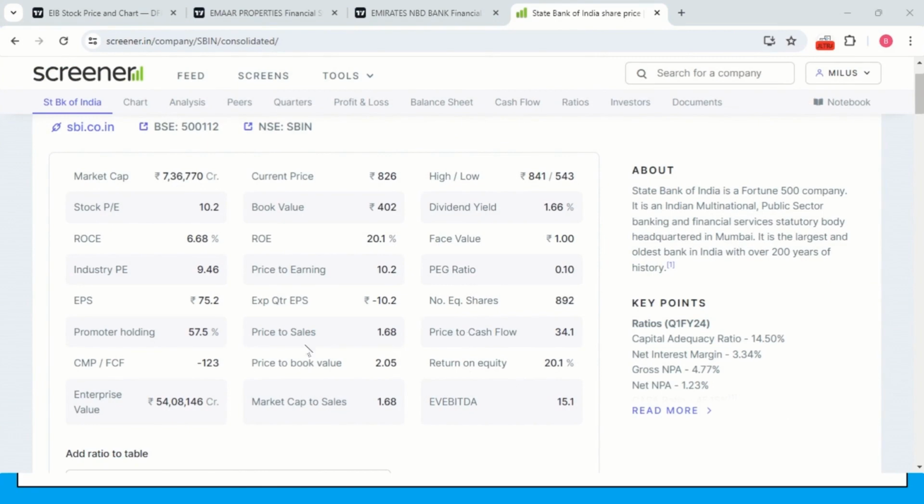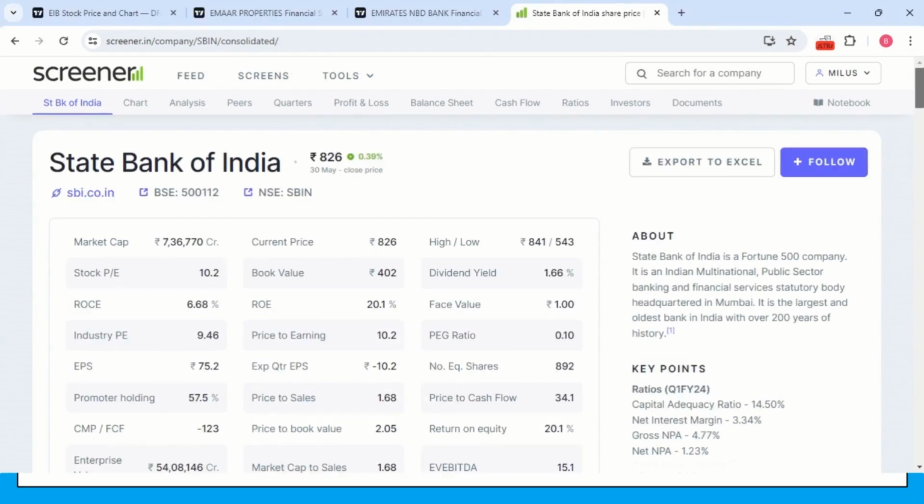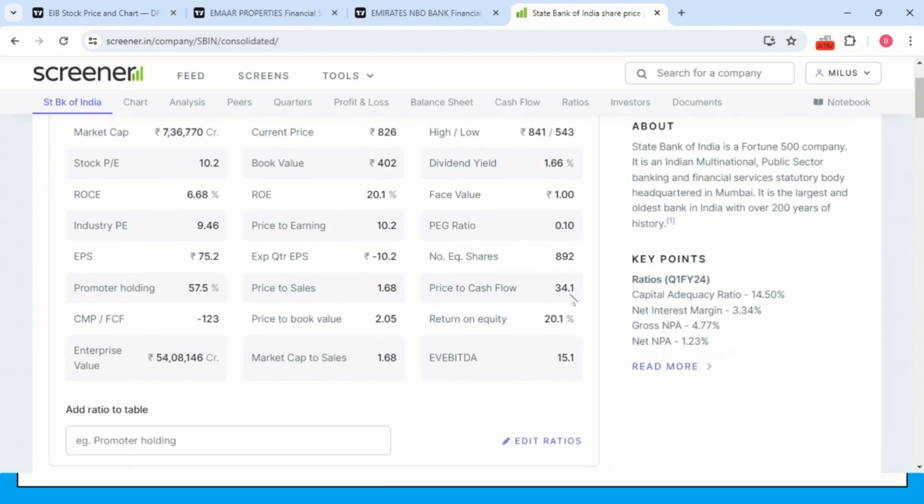Cross check. Okay, this is related to an Indian company. It's for an Indian bank, State Bank of India. For price to cash flow, you can look at 34.1. We said that for this it should be within 10, right? So it means what? Most of the people did not repay their loan. That's the reason it is higher.